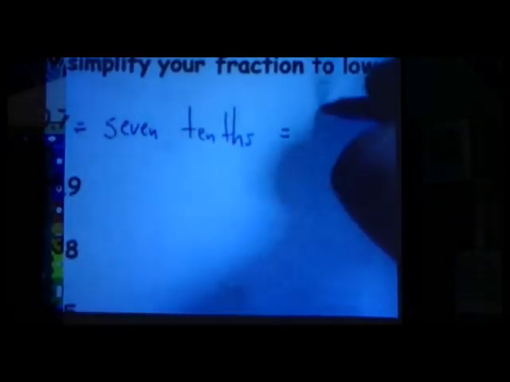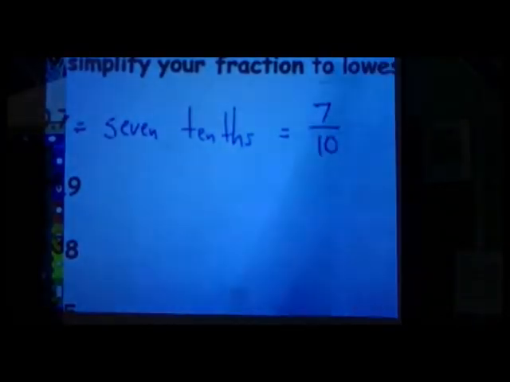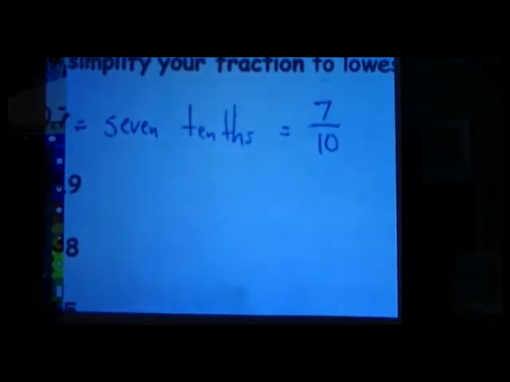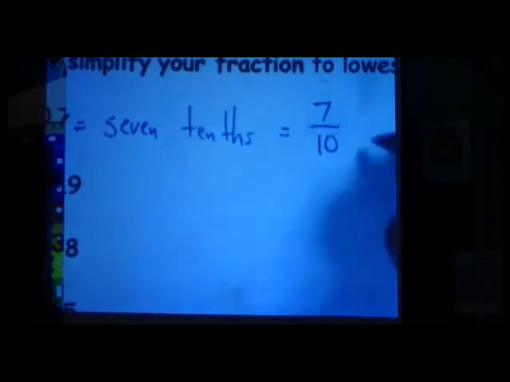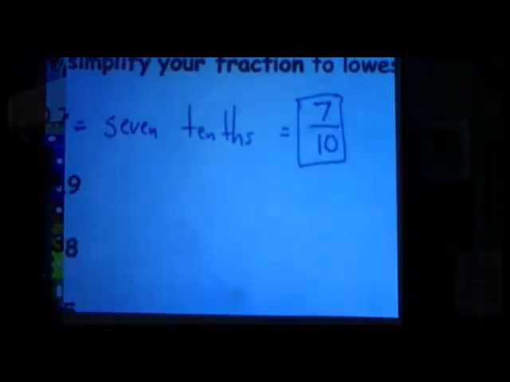That means 7 out of 10. And in this case, we cannot simplify. We cannot divide the top number and the bottom number, the numerator and the denominator, by the same number. Okay, because 7 is a prime number, and 7 does not go into 10 evenly. So therefore, I'm finished. I'm going to box in my answer. And I know that's the simplest form.